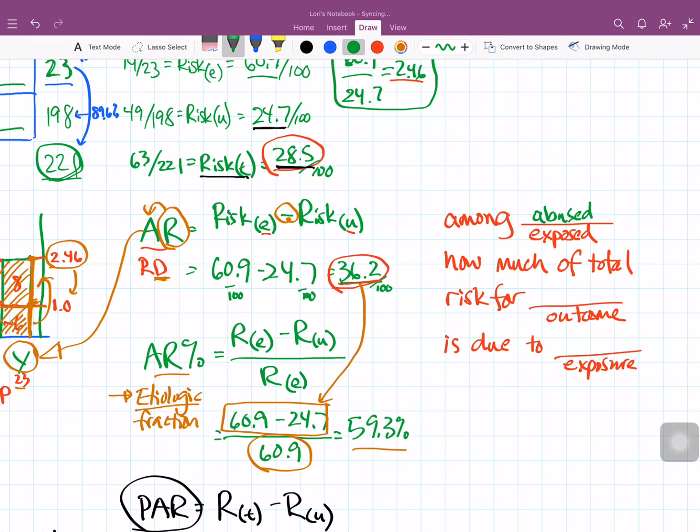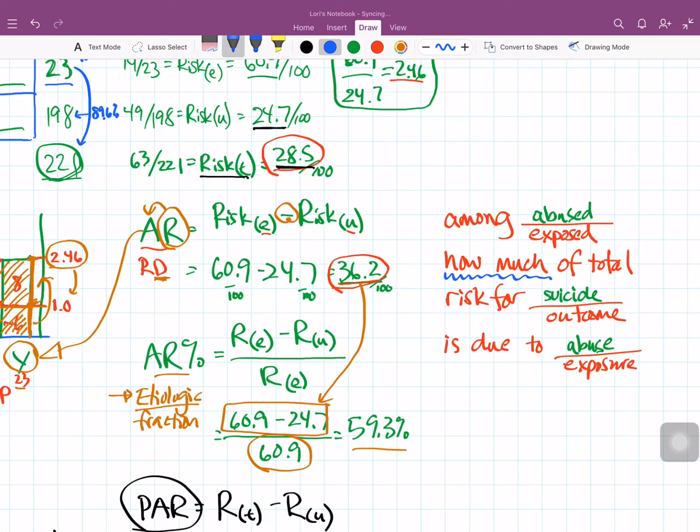Among those who were exposed to abuse, how much of the total risk for the outcome, in this case suicide, is due to the abuse? And remember, in this particular scenario, we're only looking at these two things. It could be that there are other confounding factors and a lot of other things that we need to consider. But if we just do this analysis with those two variables, the attributable risk is asking this question: how much of the total risk for suicide is due to abuse?